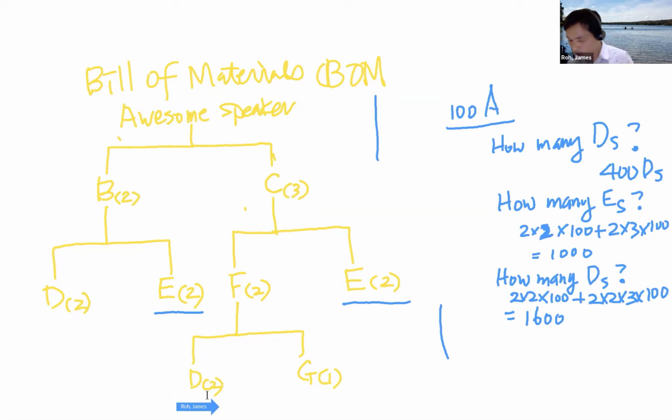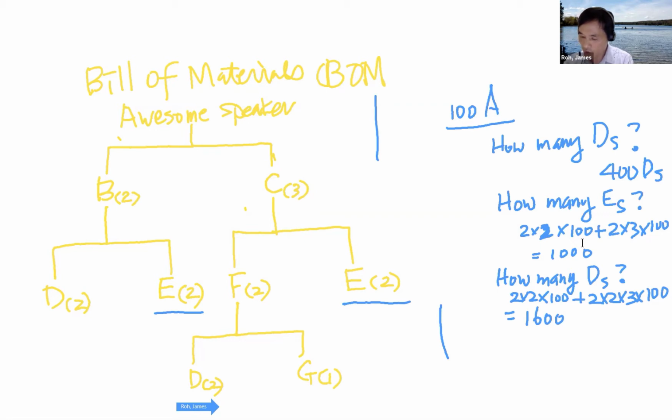Okay, so if you look at D, you see that here, D, one more level, right? So D, every F, here on your left, it's just straightforward. 2 times 2 times 100 is going to give you 400. However, on your right hand, you have one more level, right?